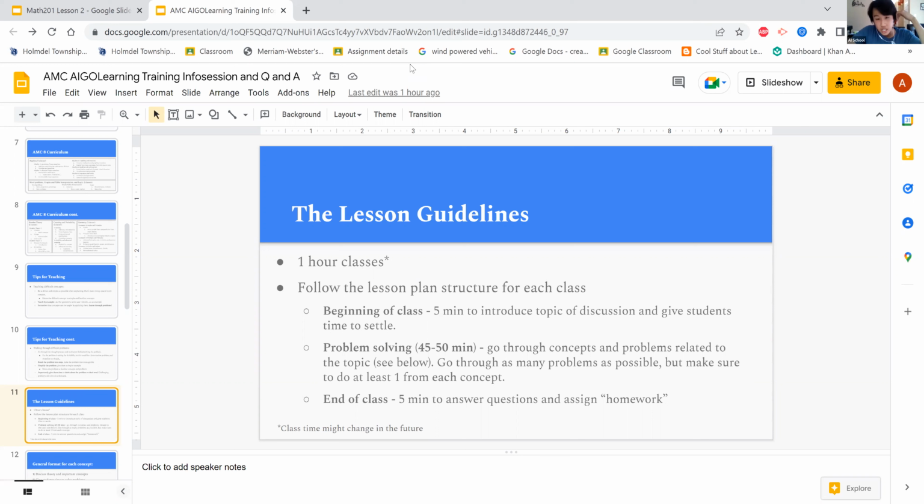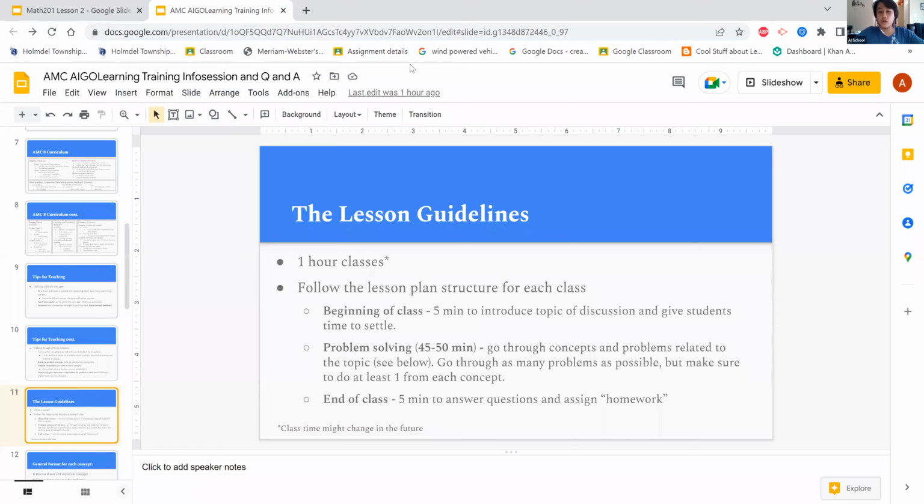So the beginning of class will obviously introduce the topic of discussion and give students time to settle, take attendance and all that. That's going to take roughly 5 minutes. And also answer any questions that the students may have about the previous class. After that's done, move on to problem solving.